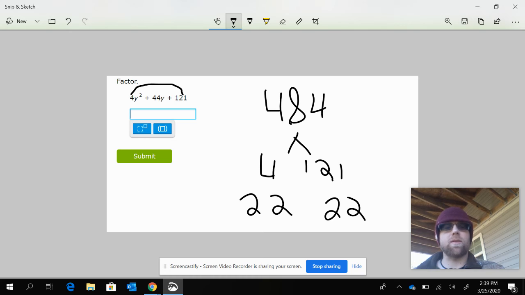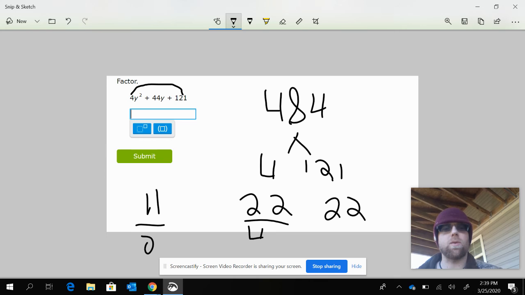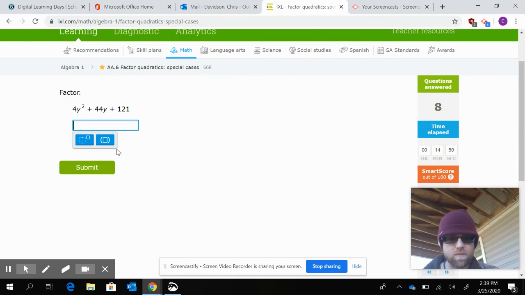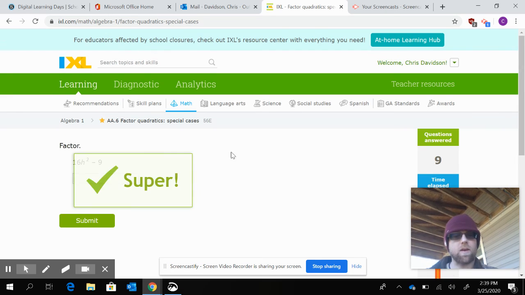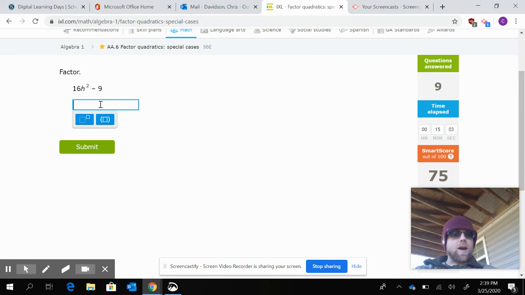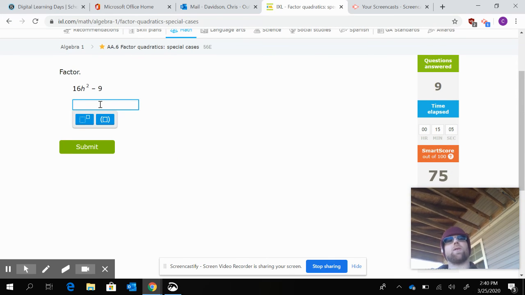And then I got to divide that by 4. And that's going to be 11 over 2. So that's going to be 2y plus 11, squared. I'm going to laugh if I get this wrong. Okay. All right, this guy, yes, it checks out all 3 conditions.